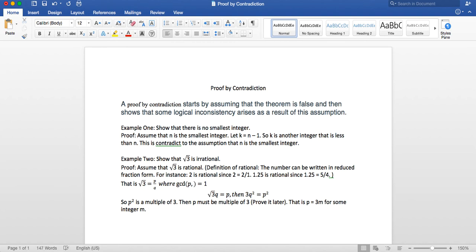So you replace p equals 3m into this, then we can say 3q squared equals 3m squared, which is 9m squared. Now you divide both sides by 3, so q squared will equal 3m squared. Now we conclude that q squared is a multiple of 3.